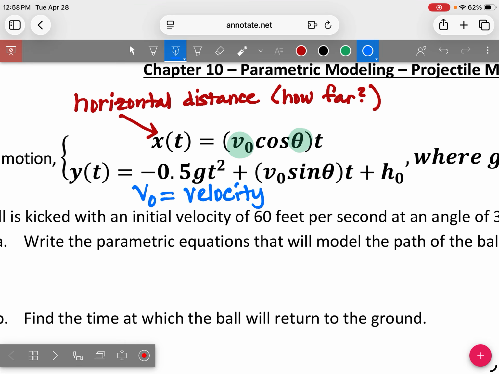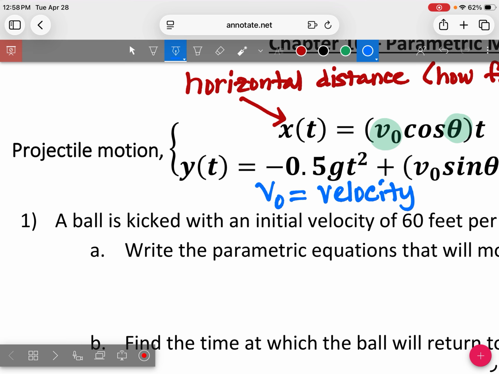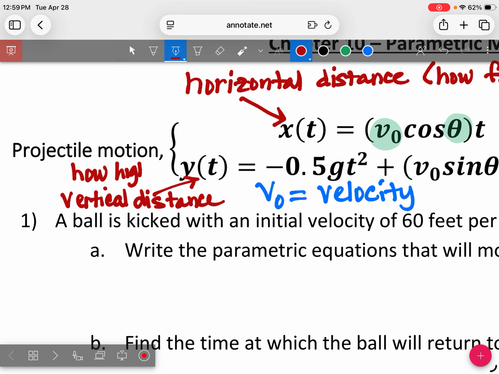Okay? Now, Y doesn't talk about horizontal distance. It talks about vertical distance, which answers the question, how high? That's the question it's answering. So either way, we're going to start by finding T. And depending upon if I'm looking for how far, I'm going to plug that into X. But if I'm looking for how high, I plug it into Y.